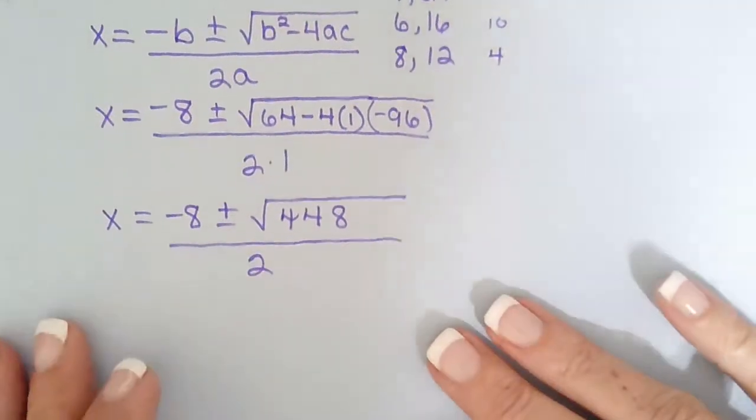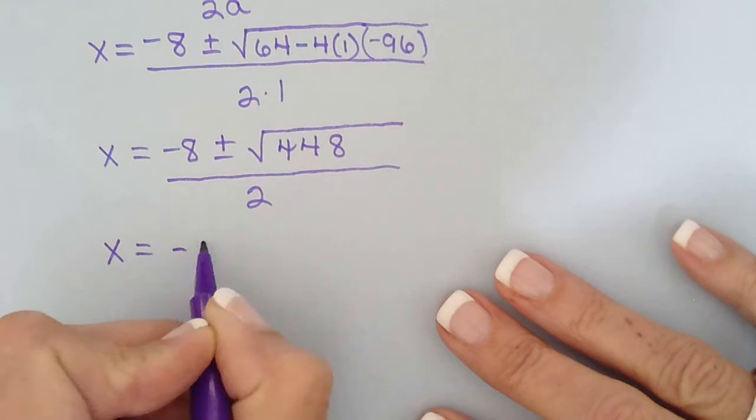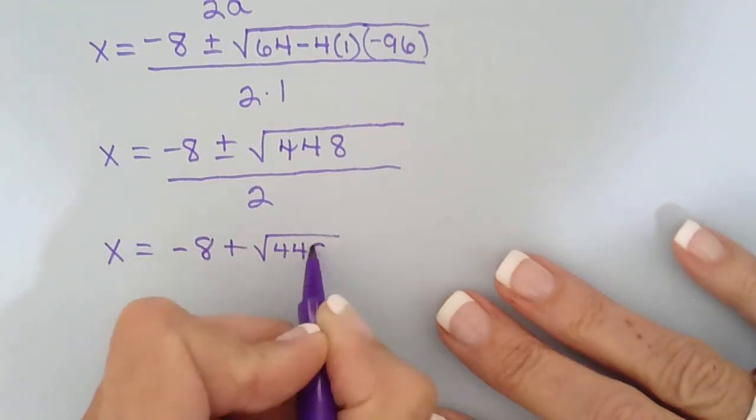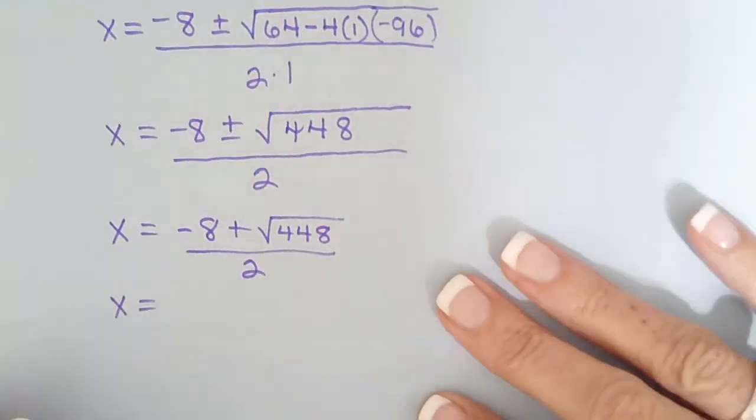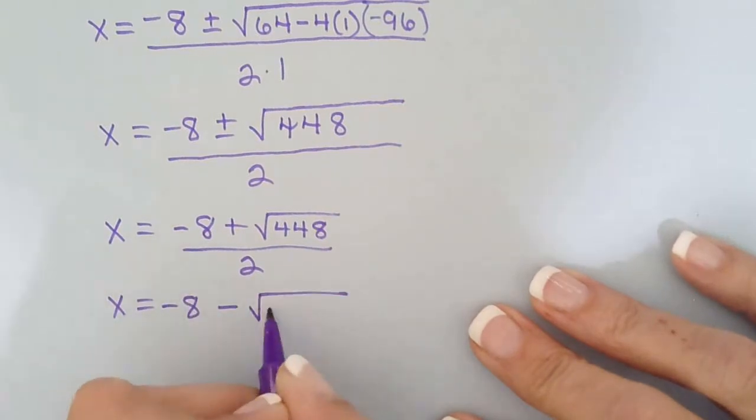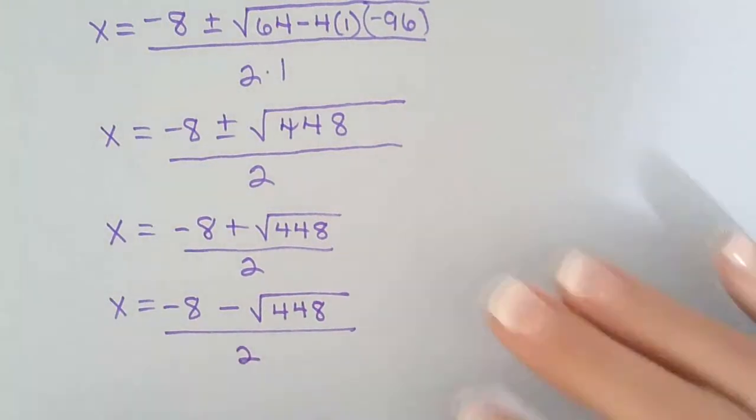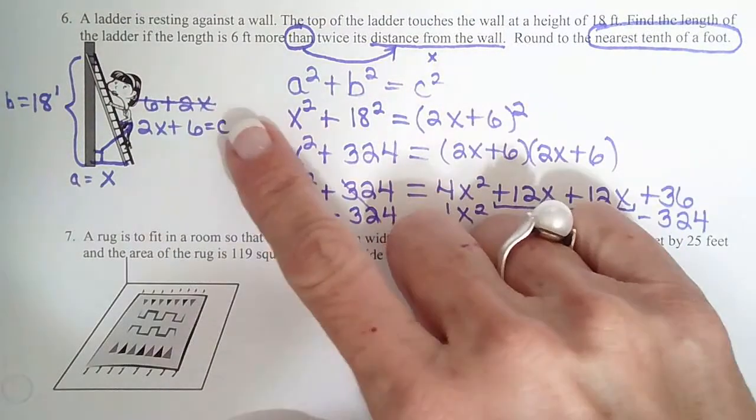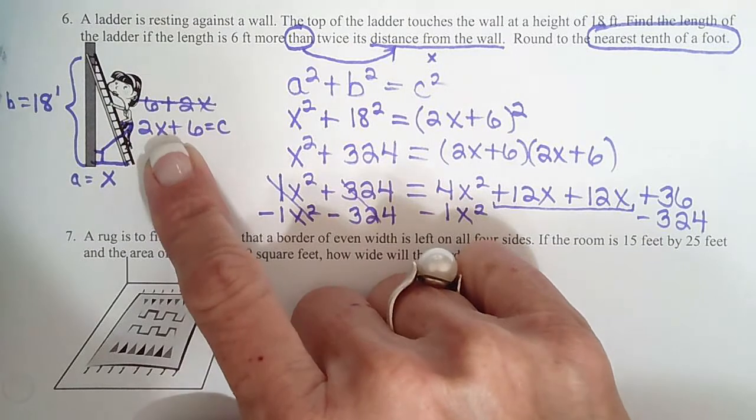So this is how we find our possible solutions. We list our 2, negative 8 plus square root 448 divided by 2. Or it could be, and usually one makes sense and one doesn't, so we'll see after we get our 2 answers, negative 8 minus square root 448 divided by 2. And this one is asking us to find the length of the ladder. So after we get x, then we have to plug it in.